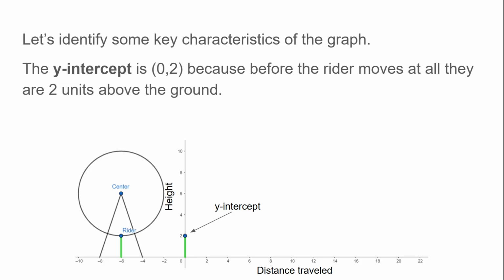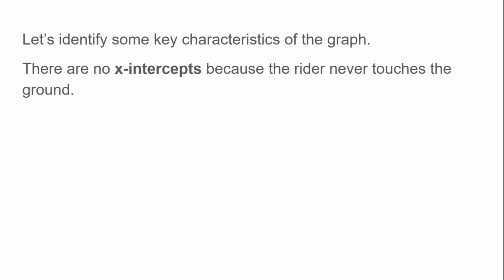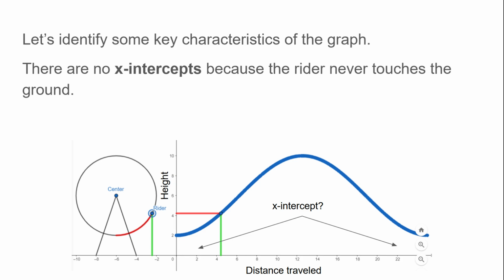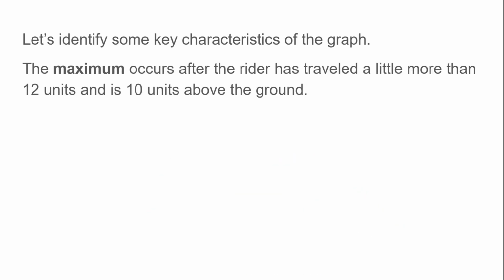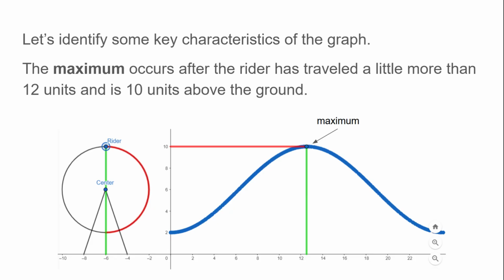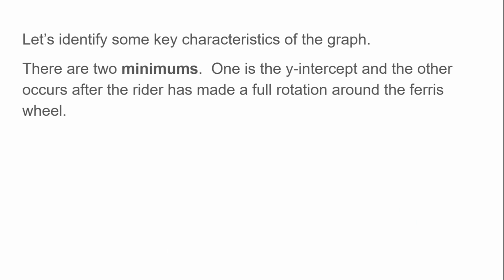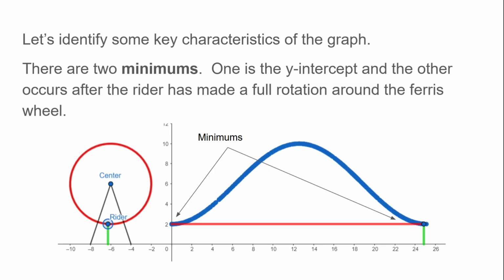The y-intercept is at (0, 2) because before the rider moves at all, they are 2 units above the ground. There are no x-intercepts because the rider never touches the ground, or in this case, never touches the x-axis of our graph. The maximum occurs after the rider has traveled a little bit more than 12 units and is 10 units above the ground. There are two minimums. One is the y-intercept, and the other occurs after the rider has made a full rotation around the Ferris wheel.